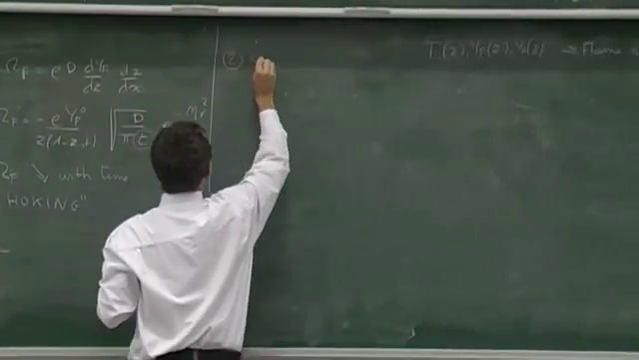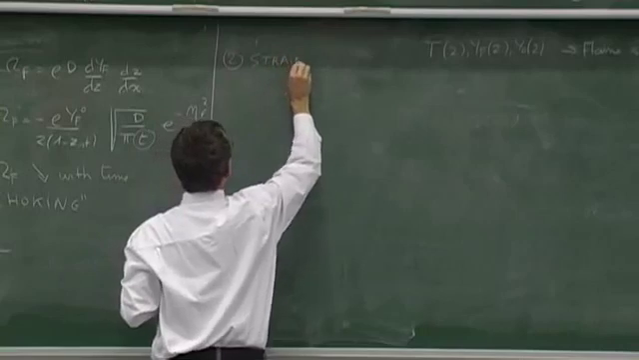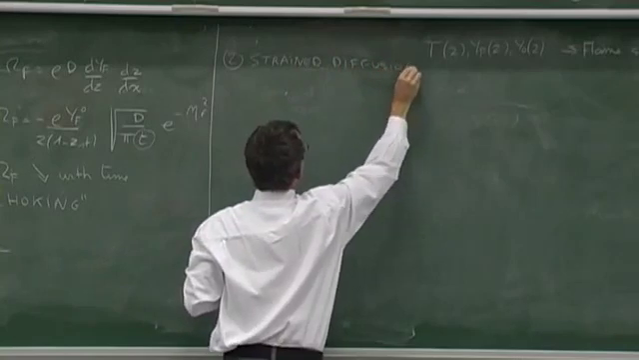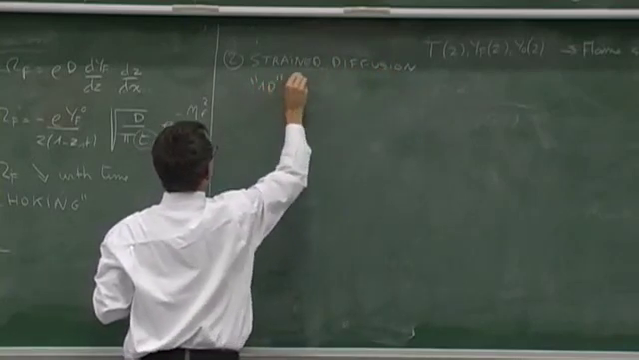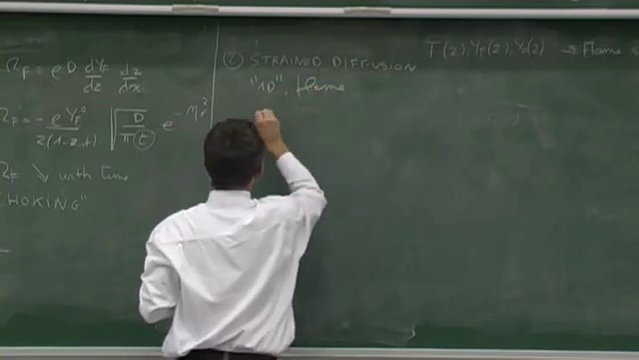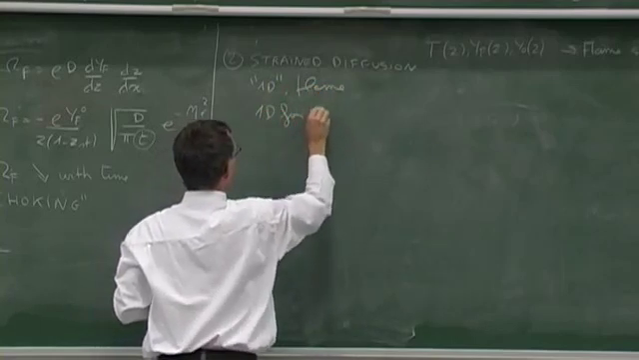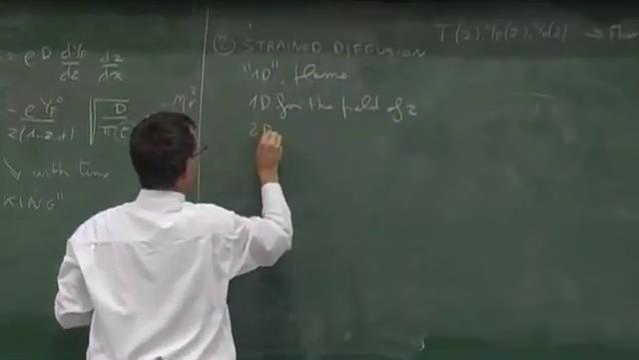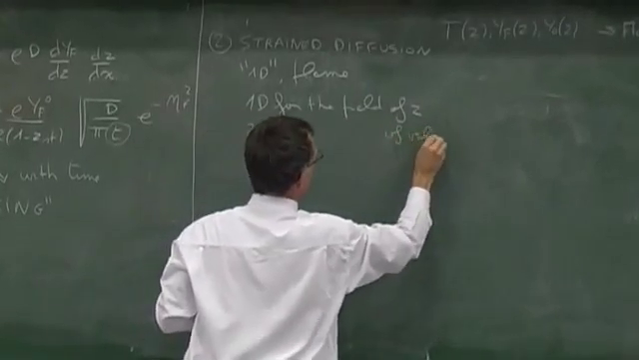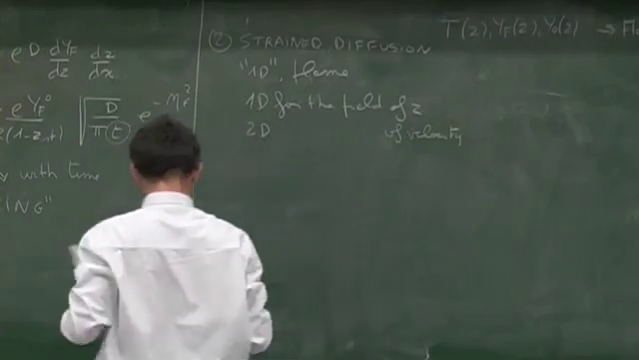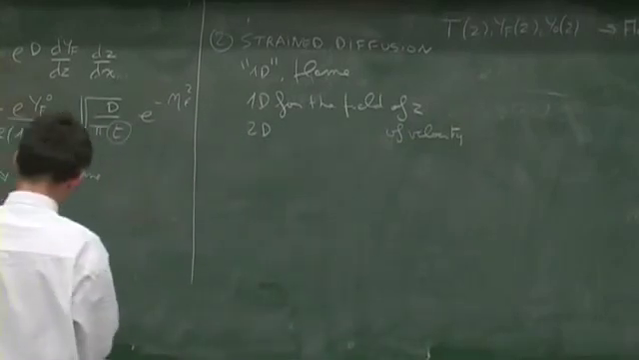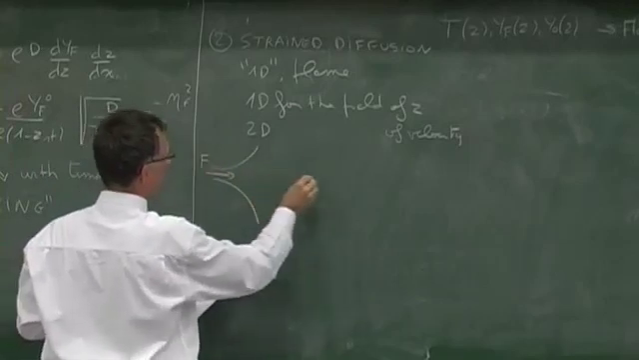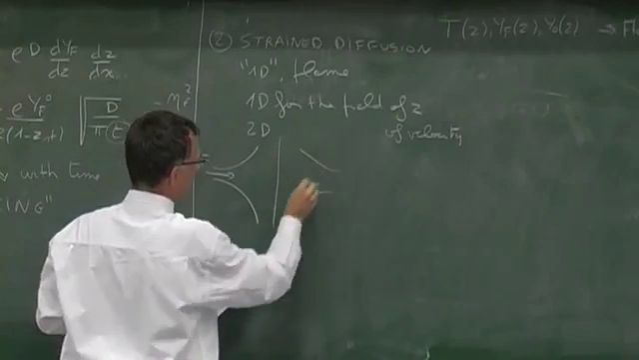So the strained diffusion, I call it pseudo 1D flame. It is 1D for the field of Z, but it is 2D for the field of velocity. So let me show you why. The configuration here is the following. We take fuel and we throw it against oxidizer.